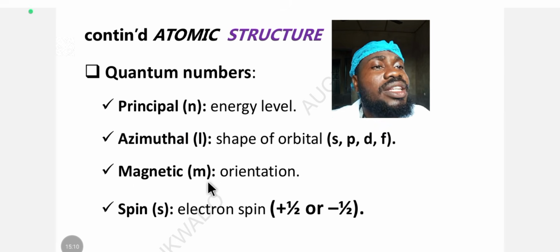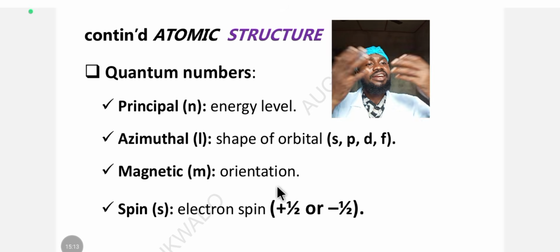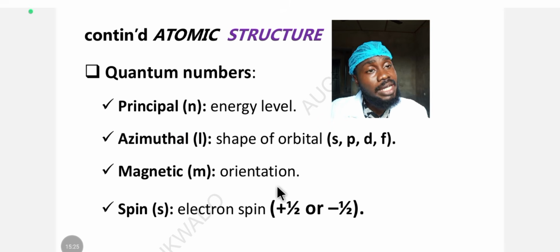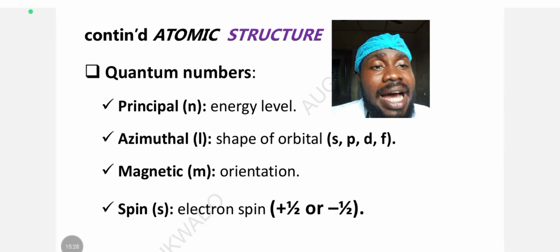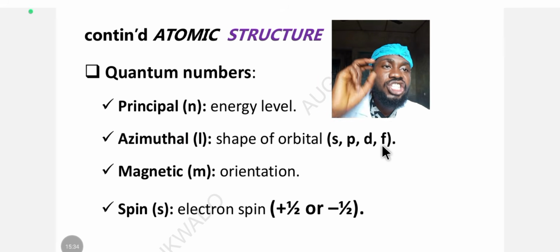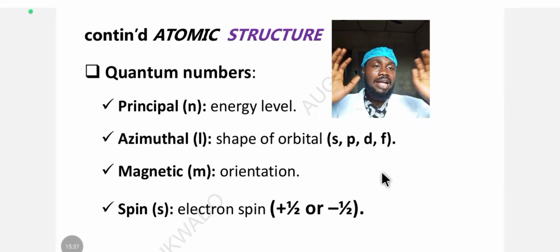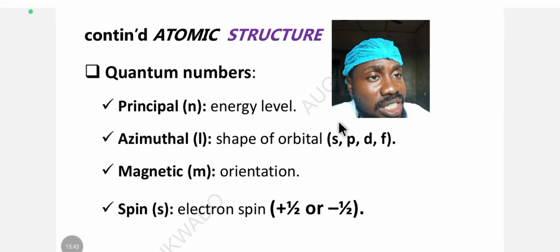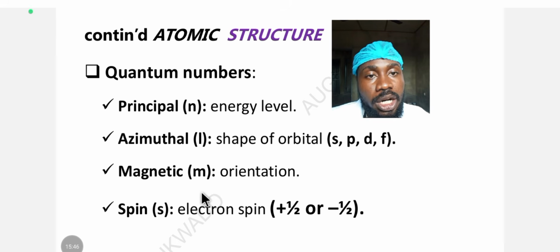That's M, which is the orientation. The orientation means how they are arranged. How many electrons can they accommodate? How many electrons is their maximum? I treated all this when I treated electronic configuration, so ensure you take that lecture. So the orientation is the maximum amount of electrons that each shell can hold. That's the orientation, how these electrons are arranged in these SPDF orbitals or shells.